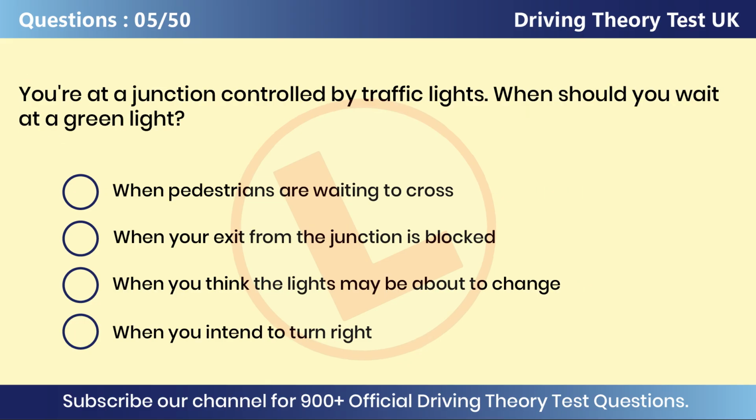Question 5. You're at a junction controlled by traffic lights. When should you wait at a green light? A. When pedestrians are waiting to cross. B. When your exit from the junction is blocked. C. When you think the lights may be about to change. D. When you intend to turn right. B. When your exit from the junction is blocked.